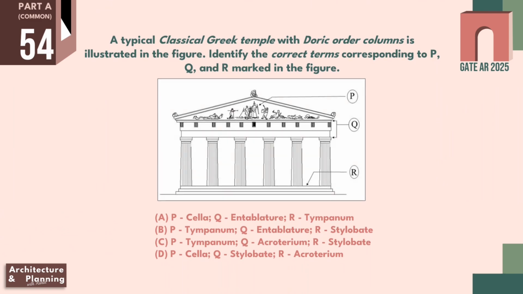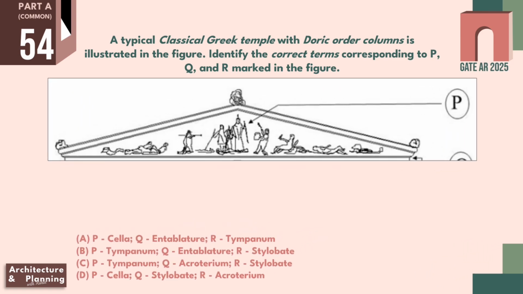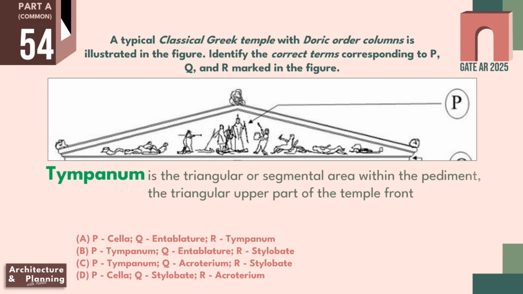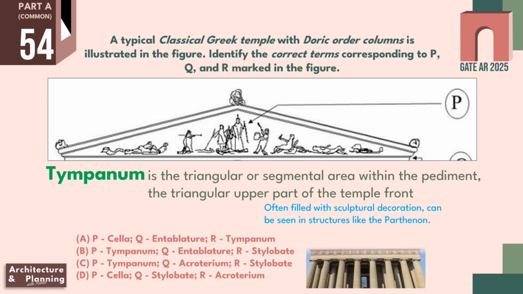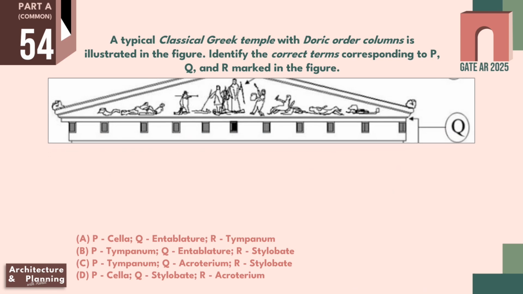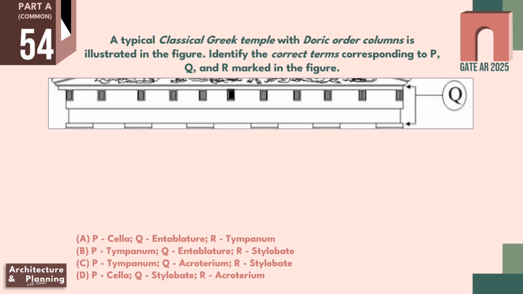A typical classical Greek temple with Doric Order column is illustrated in the figure. Identify the correct terms corresponding to P, Q and R marked in the figure. So P is marked in this triangular part of the Greek temple. It is known as tympanum, which is part of the large triangular area known as pediment. It is the topmost part of the classical Greek temple and looks like a crown. It is often beautifully decorated with sculptures of gods and warriors, just like this as it is shown in the temple Parthenon. So P represents tympanum, Q is just marked below the pediment, and this part is known as entablature.